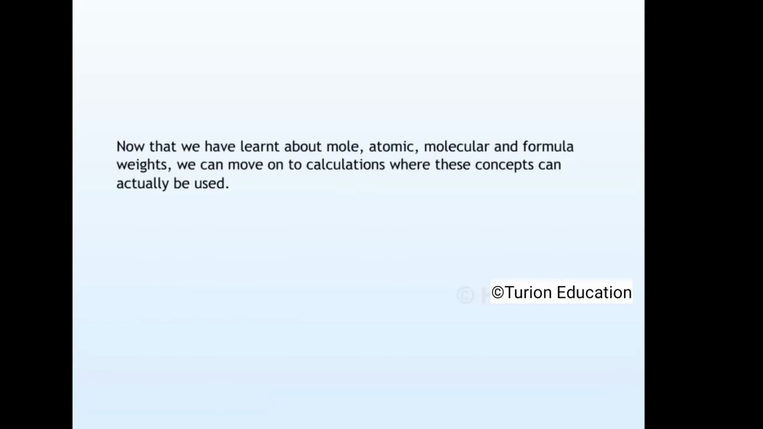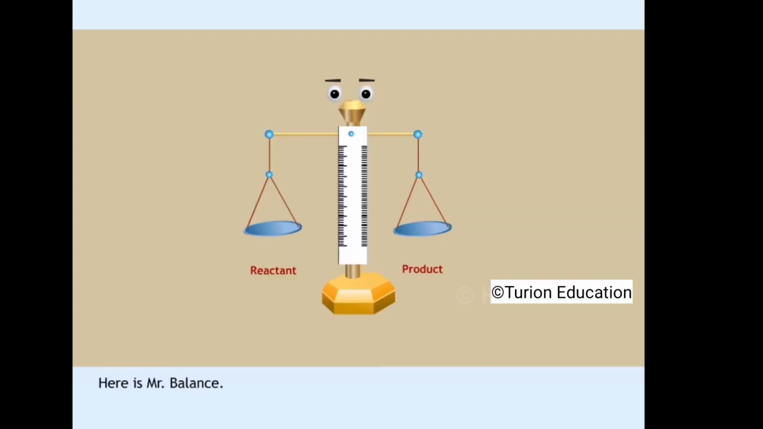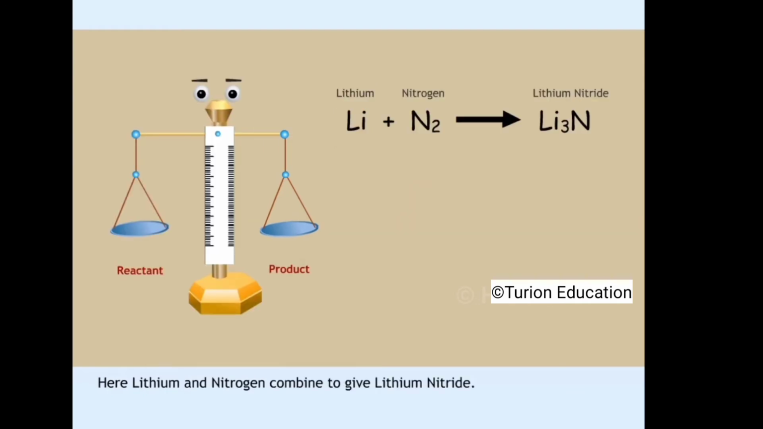We have learnt about mole, atomic, molecular and formula weights. We can move on to calculations where these concepts can actually be used. Here is Mr. Balance. Here, lithium and nitrogen combine to give lithium nitride.